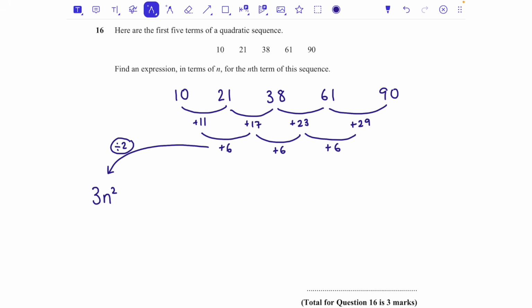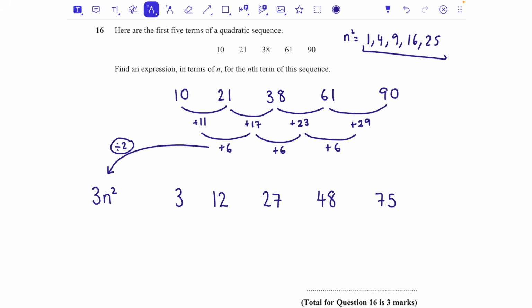Now the sequence n squared is all the square numbers: 1, 4, 9, 16, 25. 1 times 1, 2 times 2, 3 times 3, 4 times 4, and so on. If I want 3n squared, I need to take each of those numbers and times it by 3. So instead of 1, I'm going to have 3 in the first position. Instead of 4, I'm going to have 12 in the second position. Instead of 9, I'm going to have 27. Instead of 16, I'm going to have 48. I'm just making it 3 times bigger. So I'm doing the square numbers, but 3 times bigger. And 25 would be 75.